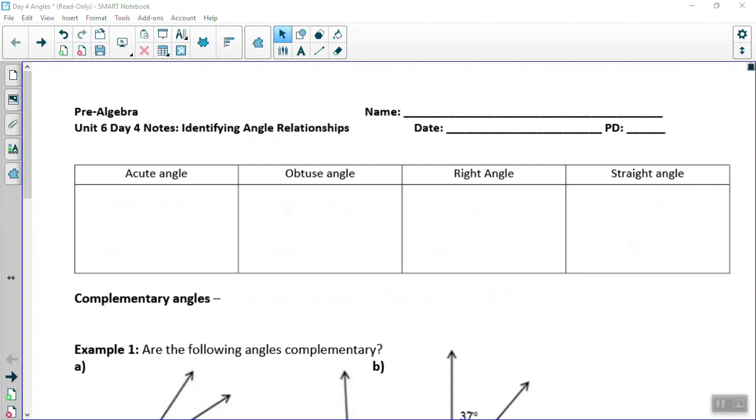Hi everyone, today we'll be talking about identifying angle relationships. So there's four different types of angles that we'll be talking about. The first one is called an acute angle. An acute angle is always less than 90 degrees.